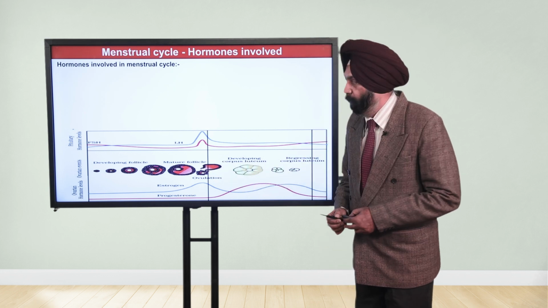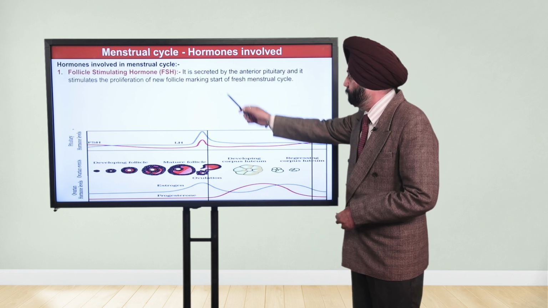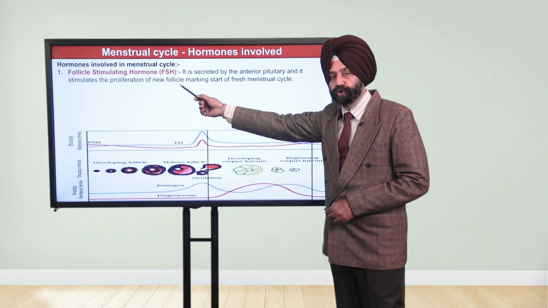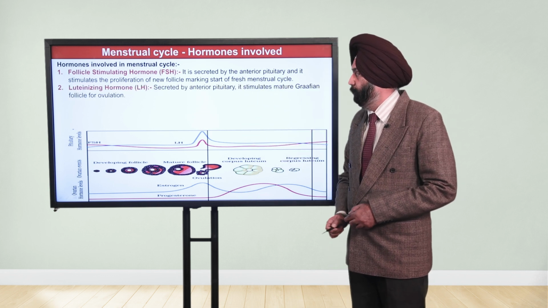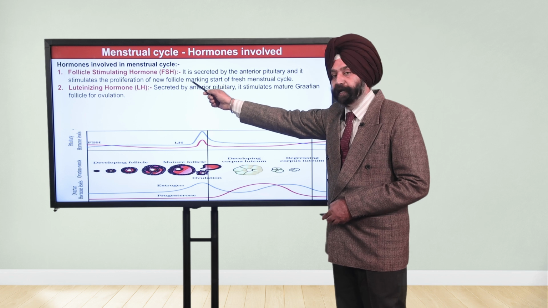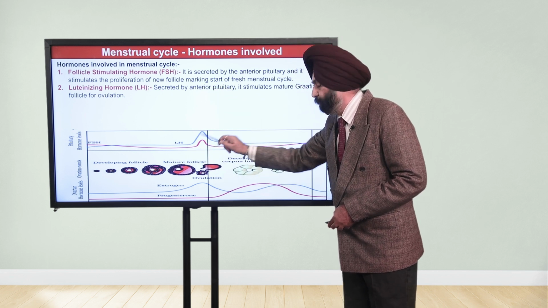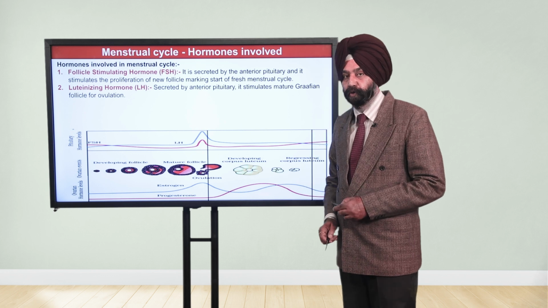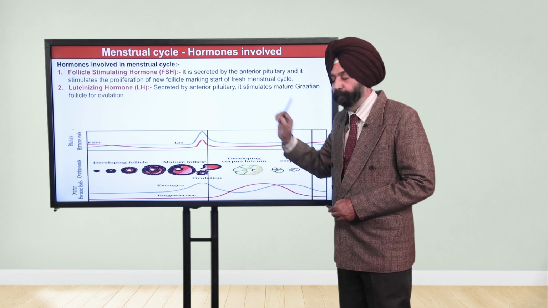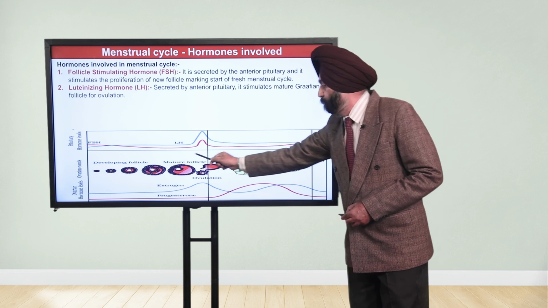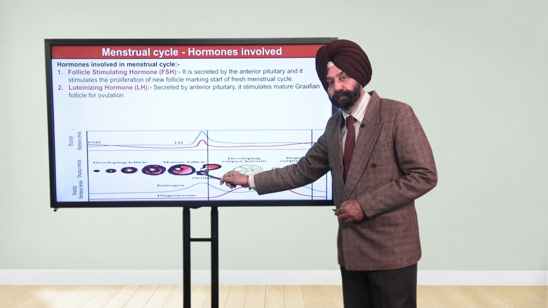Let's now see the hormones involved in the menstrual cycle. The first is FSH or follicle stimulating hormone. It is secreted by anterior pituitary and it results into proliferation of the new follicles here that we can see, FSH as red. The second hormone is luteinizing hormone secreted from anterior pituitary. It stimulates mature follicle, resulting into ovulation.